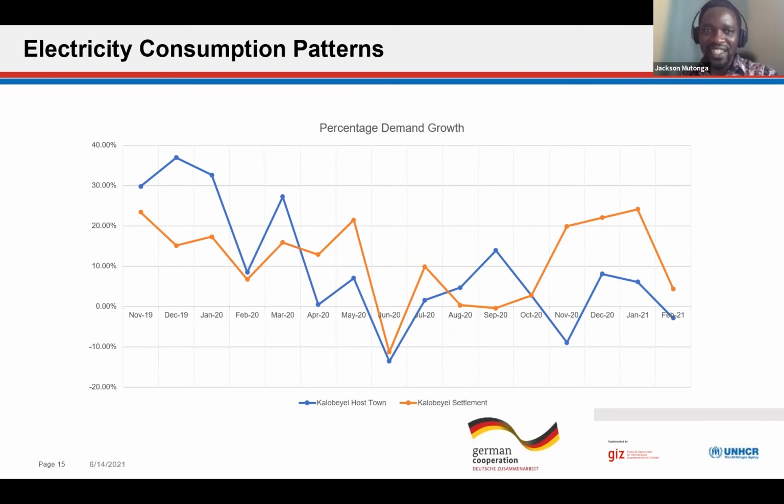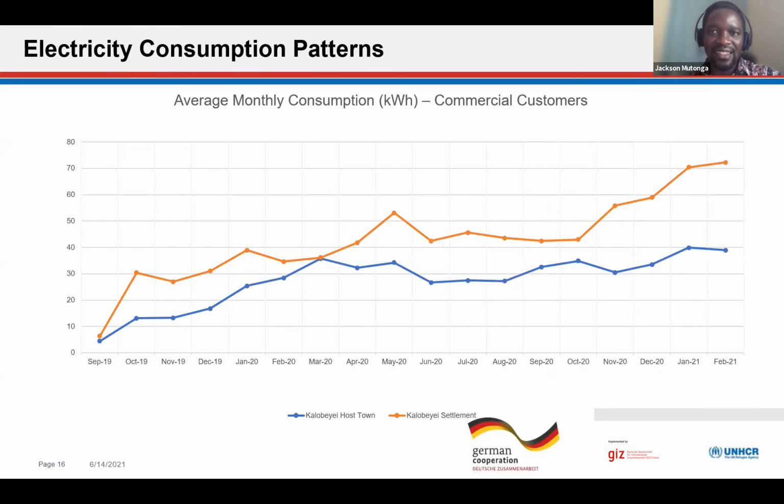Also, this one is very interesting because it looks like the demand growth month to month is almost following the same pattern. Maybe the economic conditions in the refugee settlement and the host community are almost the same. But of course, the demand growth over the last few months has been quite higher in the settlement where the refugees live. And here is an interesting one also on the commercial customers.